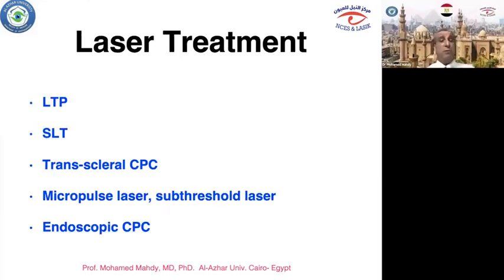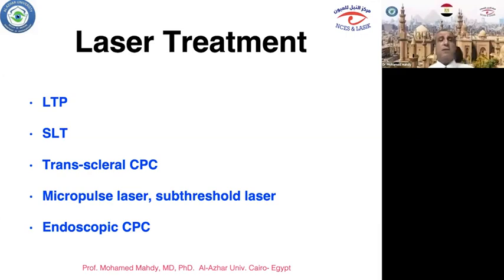Laser treatment. We have in our armamentarium of anti-glaucoma laser therapies a lot of weapons, from laser trabeculoplasty, selective laser trabeculoplasty, transscleral cyclophotocoagulation, and the new modalities of laser like micropulse laser and subthreshold lasers, and endoscopic cyclophotocoagulation. We could say that any kind of laser that has the potential to increase the intraocular pressure postoperatively should be avoided, like laser trabeculoplasty and selective laser trabeculoplasty.